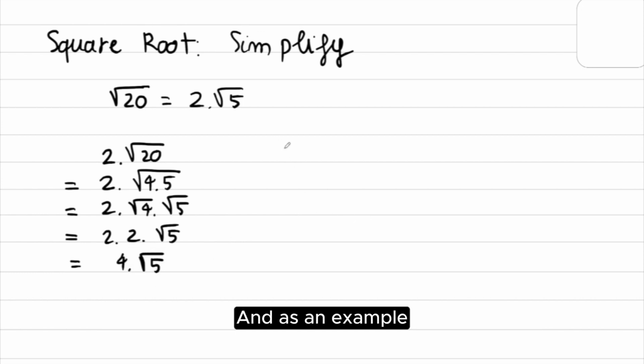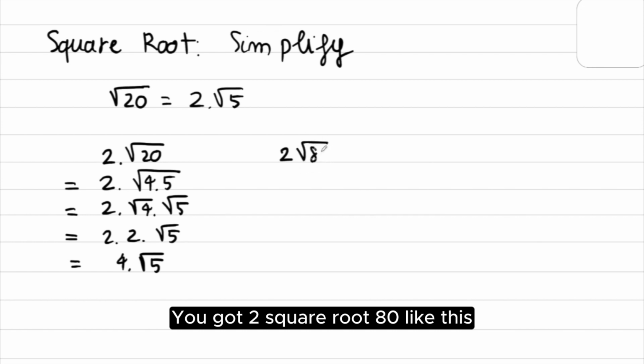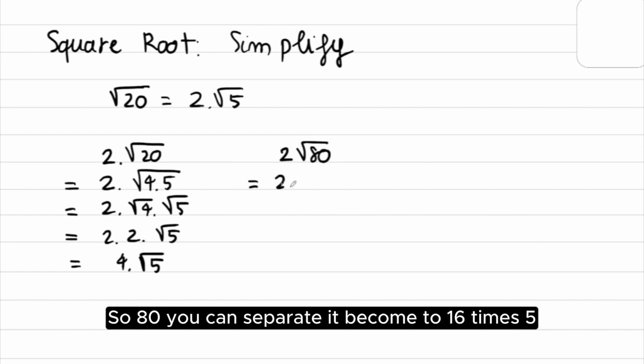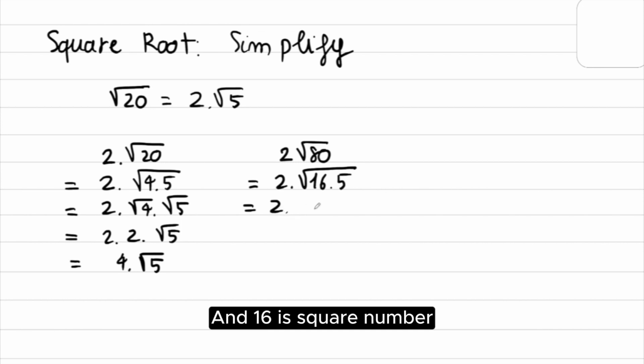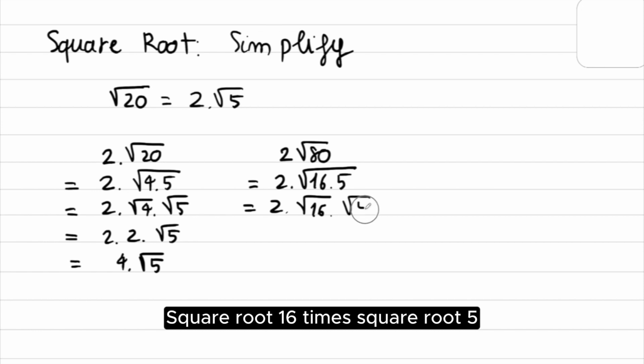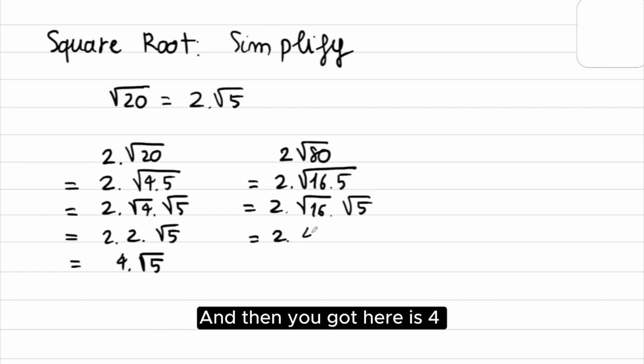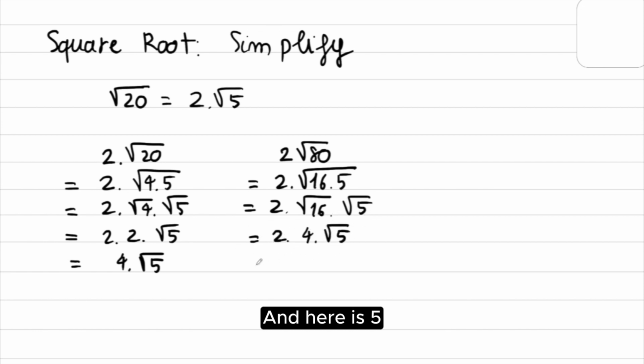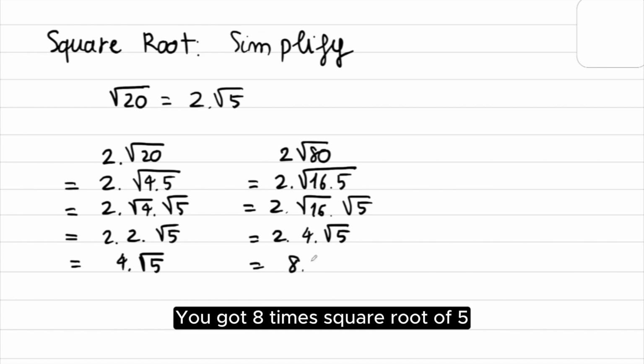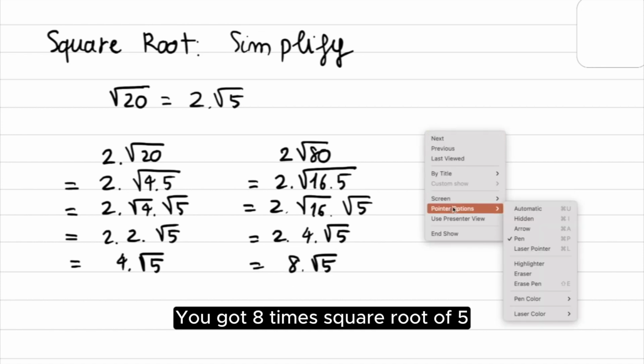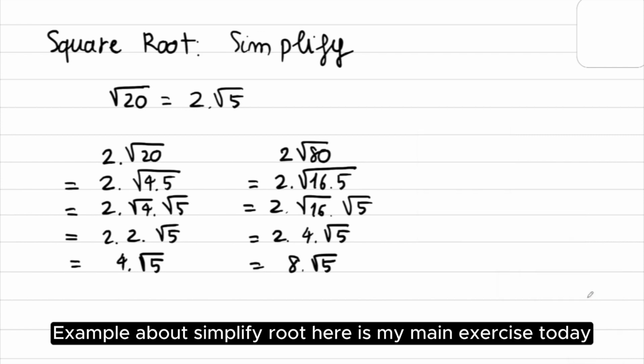Another example, you have 2 square root 80. 80 you can separate into 16 times 5, and 16 is a square number. Square root 16 times square root 5, and then you get 4 here and square root 5 here, and after that you get 8 times square root of 5. Okay, so that is very easy. That was an example about simplifying roots.